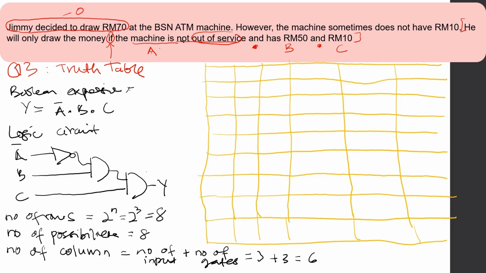So fill in the header of the table. I have A, B, C, and then I have the first gate output A naught, and then I have the AND gate A naught dot B, and then I have the Y. Okay. So how do we come up with the arrangement of each input column with 0 and 1?